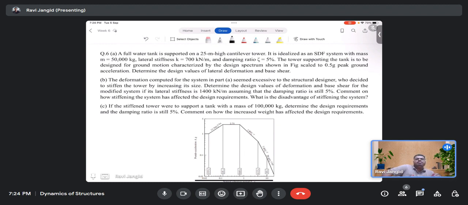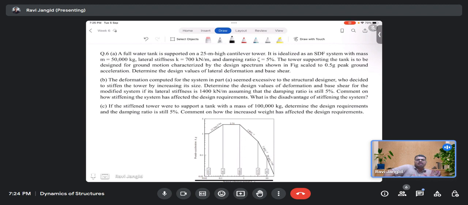And then we need to compare, like in the water tank, what is the effect of increasing the mass or increasing the stiffness. If the time period is the same, then what other factor will affect that. So those things we need to discuss.